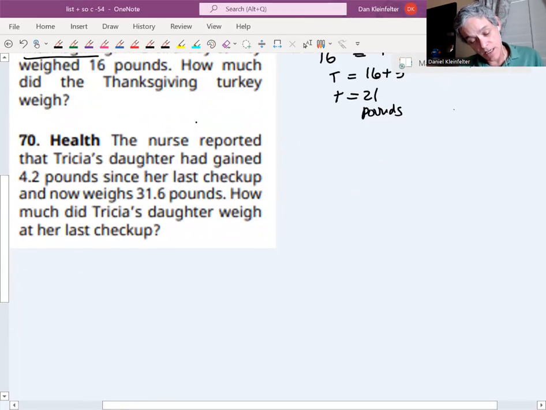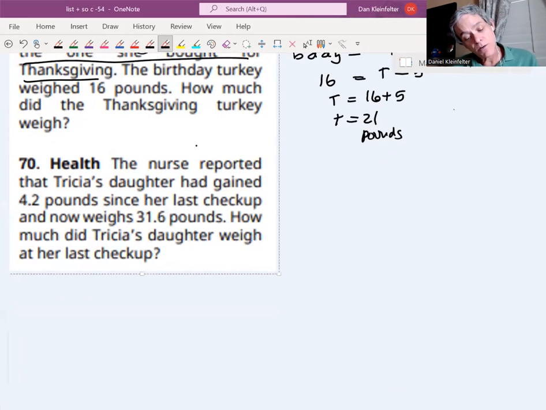Okay, last one, and then we're all done. So here it says the nurse reported that Trisha's daughter had gained 4.2 pounds since her last checkup and now weighs 31.6 pounds. We want to know how much Trisha's daughter weighed at her last checkup. So on this, you might be confused. Should I take 31.6 plus the 4.2? Should I take 31.6 minus the 4.2? So you have to keep track of what each number represents.